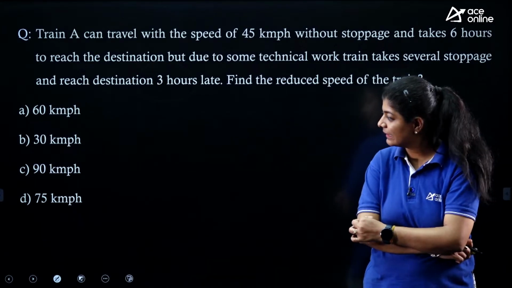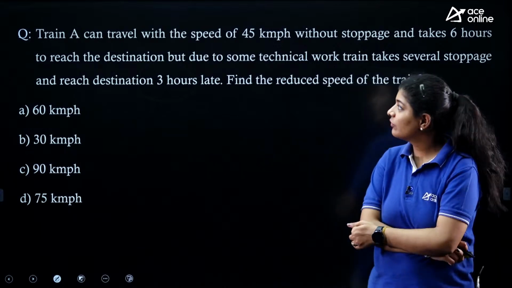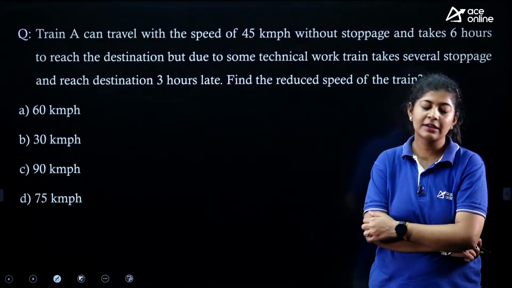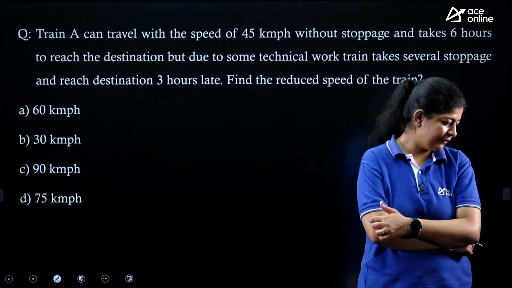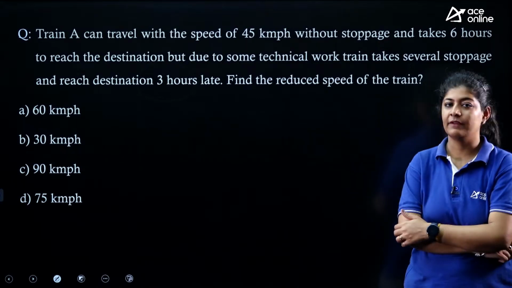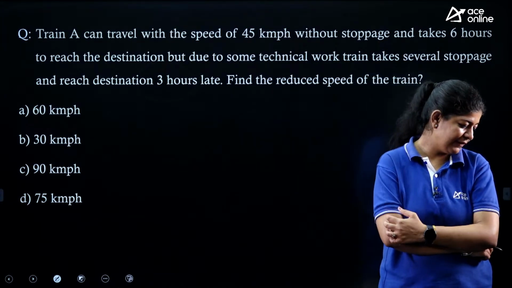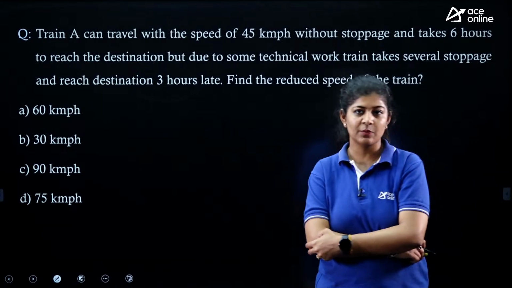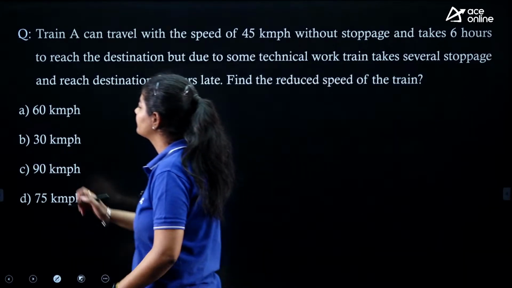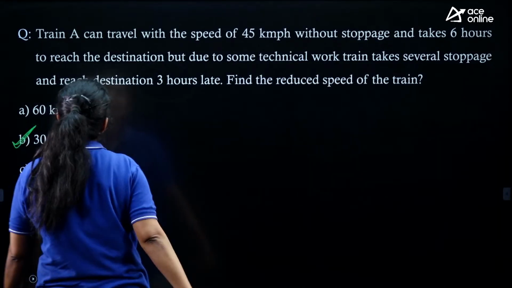Option number D, 75. We need to find out the reduced speed, not the increased speed. The value should be lesser than 45, and there's only one option in which we have it. The question is very simple.